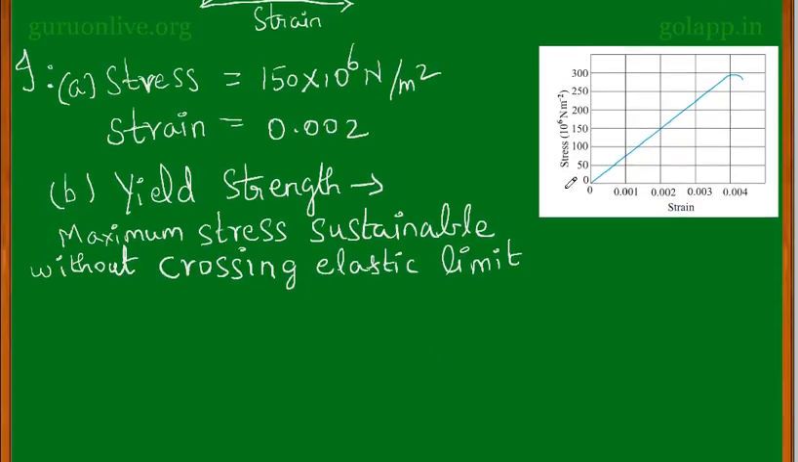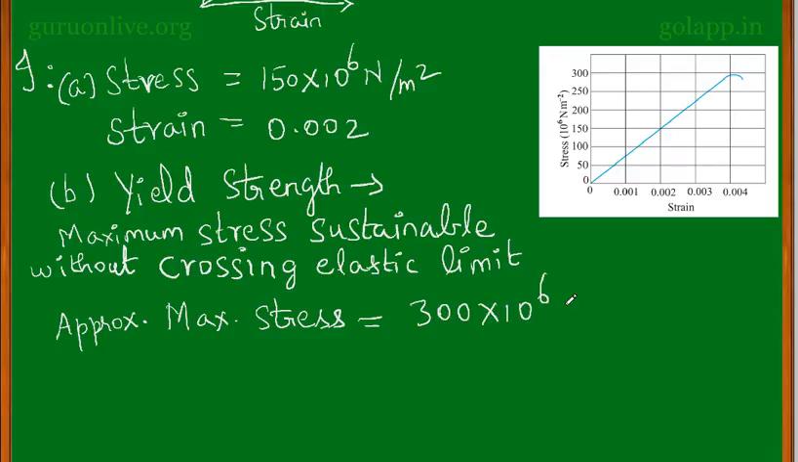So as you can see from the graph, the maximum stress is this point. Approximately it is 300 Newton per meter squared. So the maximum stress identified from the graph can be written as the maximum stress. This is also approximate because we are not reading from the graph, just from the abstract graph given. So approximate maximum stress is equal to 300 into 10 to the power of 6 Newton per meter squared.